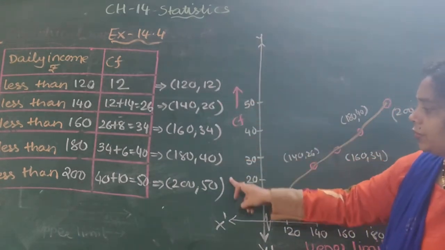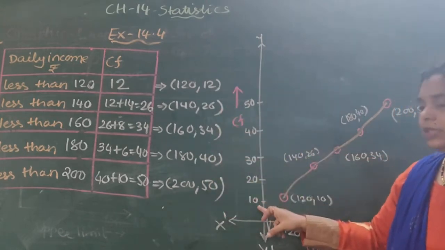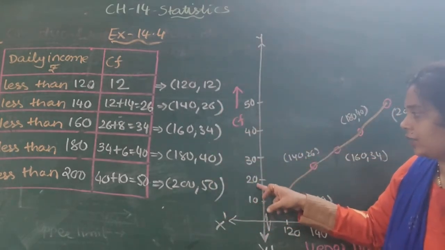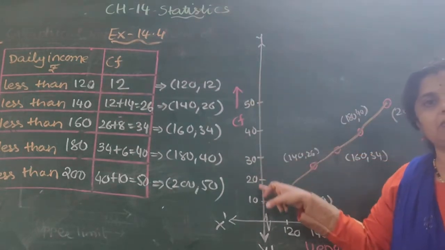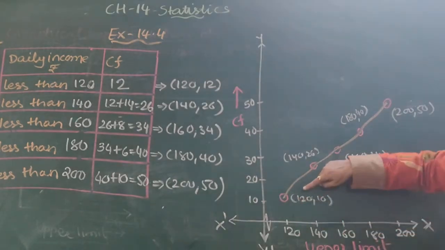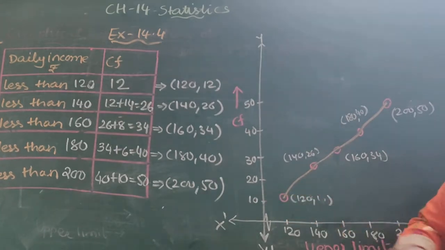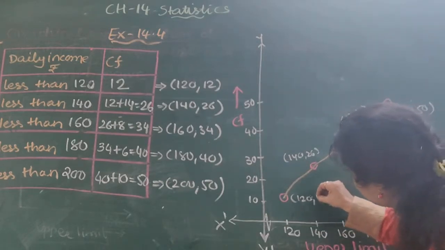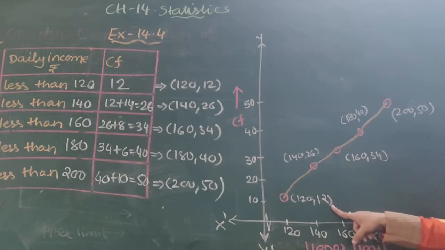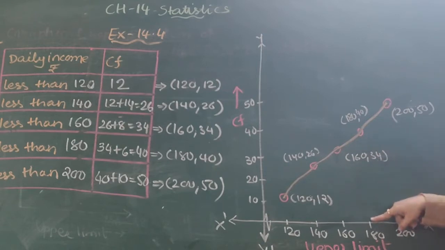And if you see the cumulative frequency values 12, 26, 34, 40, 50, can we start with 10? Yes, and there is a gap of 10. So 10, 20, 30, 40 and 50. Like that we can take values on the y-axis. Now plot the point 120 and 12. Here it is 12, not 10; by mistake I have written that. So 120 and 12, then 140 and 26, 160 and 34, 180 and 40, and 200 and 50.